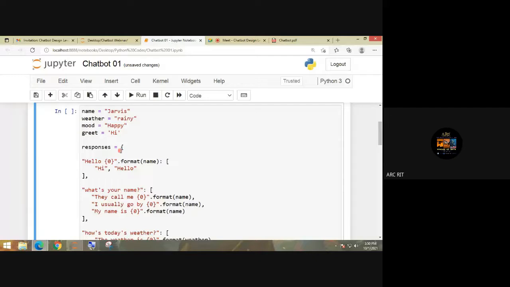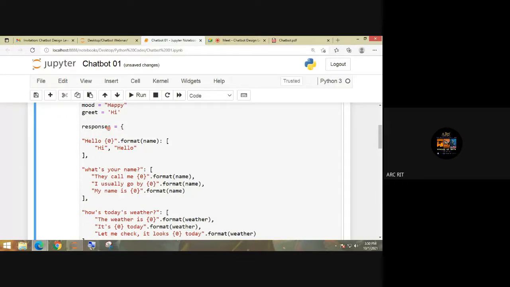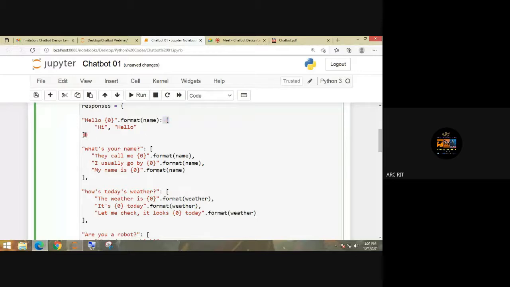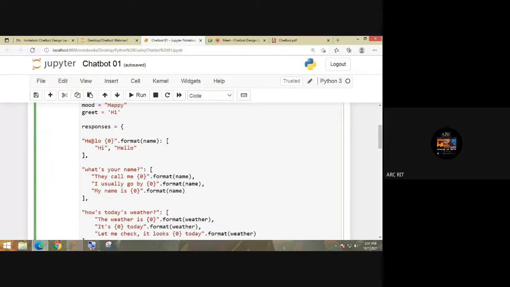Okay, so now I am creating one dictionary. Again, this is a basic Python concept. The name of the dictionary is responses. I'm writing "Hello, {0}".format(name), where the name is Jarvis. This is a key of the dictionary. Then I have created a list with two responses, hi and hello. So for this "Hello, some name", the bot can respond with either hi or hello.